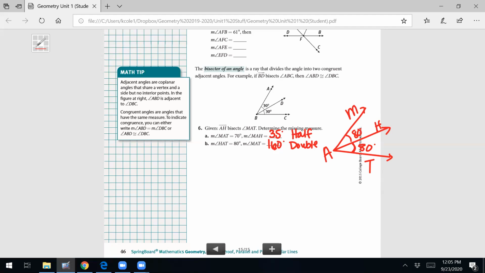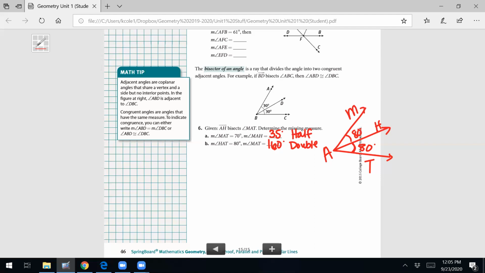It says congruent angles are angles that have the same measure. To indicate congruency, you can either write the measure is equal to the measure or the angle is congruent to the angle. Okay? All right, page 47.